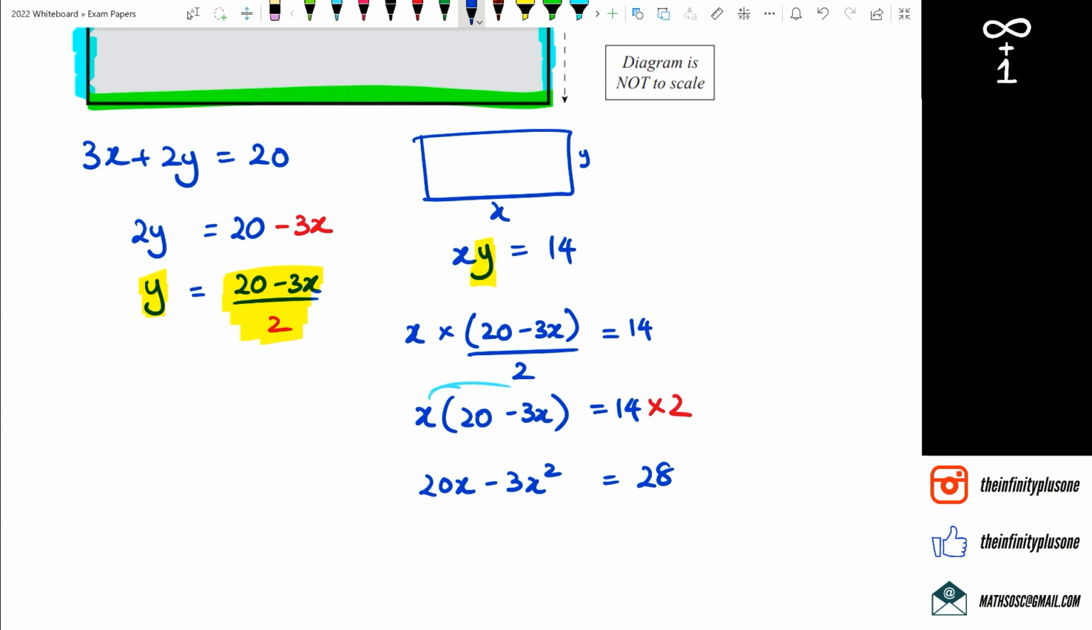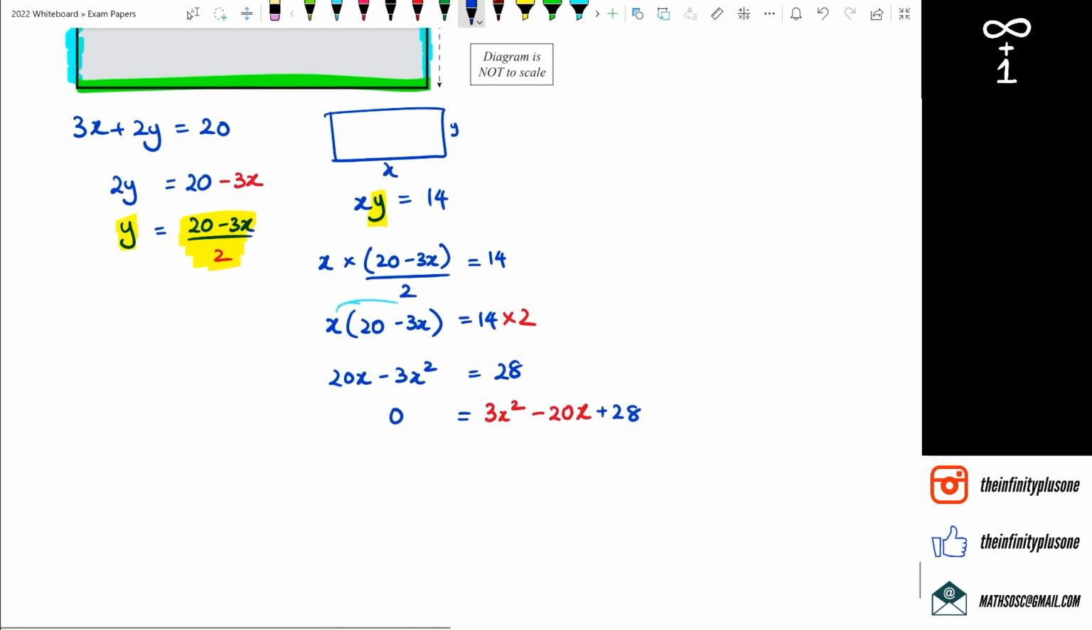Rearrange, because I've got a quadratic here. 0 is equal to negative 3x squared. When it comes to the other side, it becomes positive 3x squared. Negative 20x, sorry, 20x, when it comes to the other side, will become negative 20x. And of course, we still have the 28 as is. And yet again, we've got a horrible quadratic. Yay! Not.